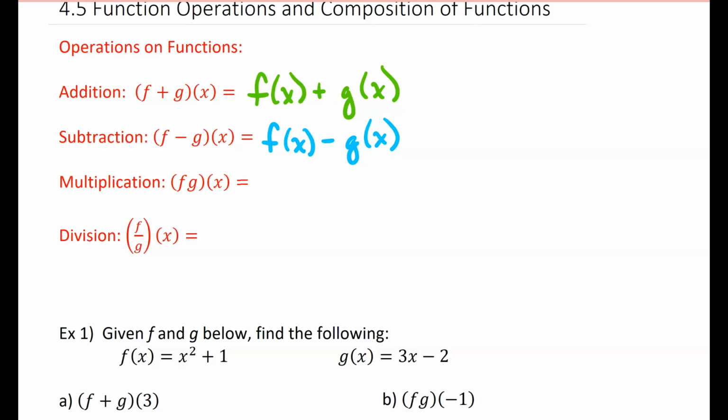Okay. And anytime you see two variables next to each other, what is the understood operation? Multiplication. Okay, so we just see this f and g next to one another. So it is f times g of x. And again, we can restate that as f of x times g of x.